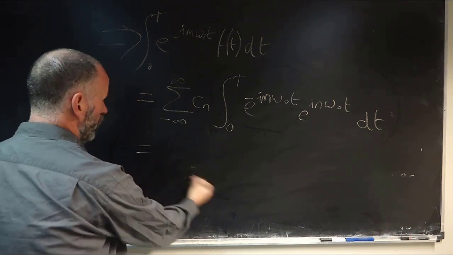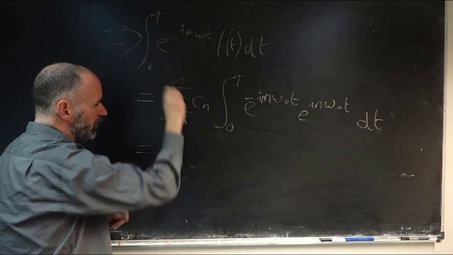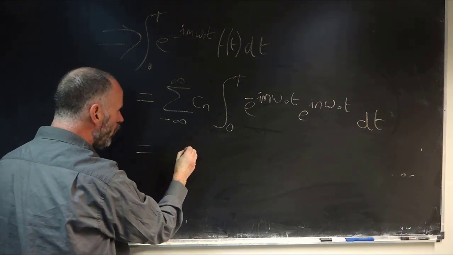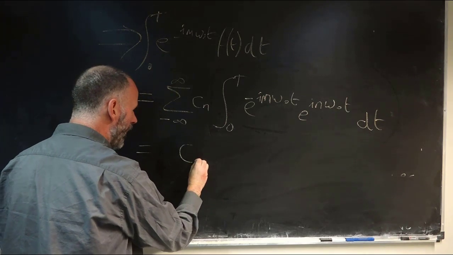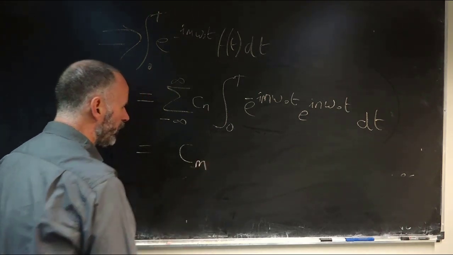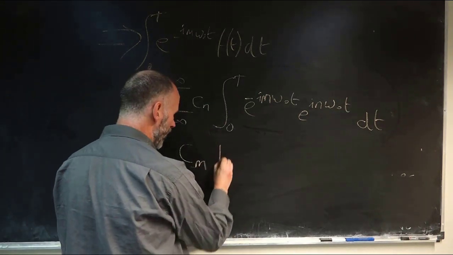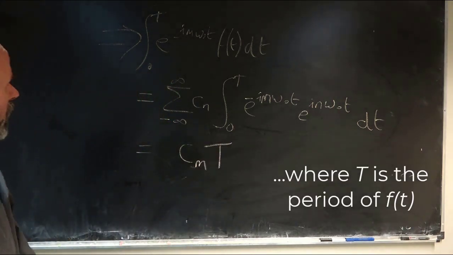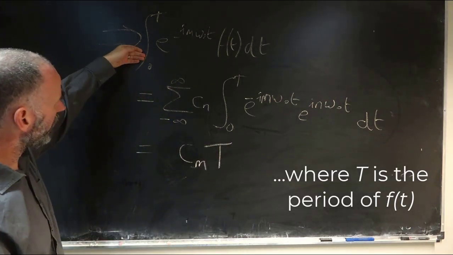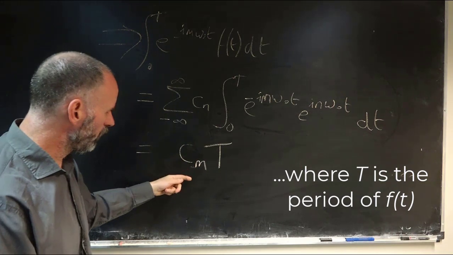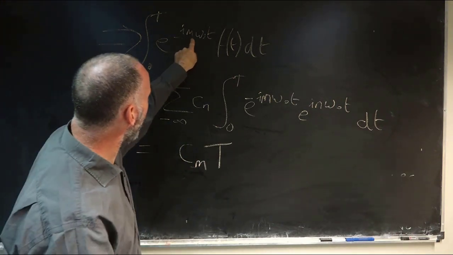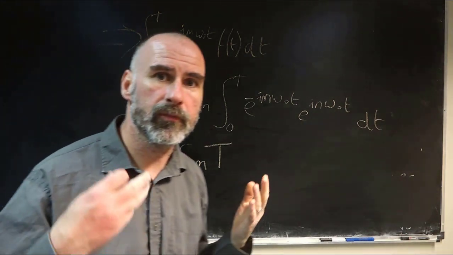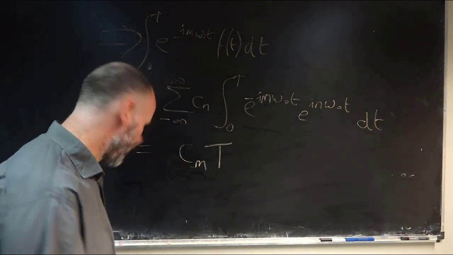So that means we end up with, no, we can get rid of that sum because we go cycling through all values, and the only value that gives us a non-zero answer is when m is equal to n, so Cm, and that non-zero answer in this case is T. So this integral is equal to Cm, which is the value of the coefficient associated with the nth basis function, times T.